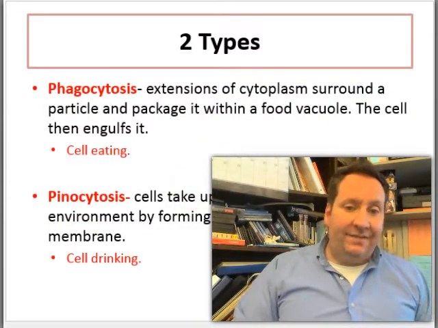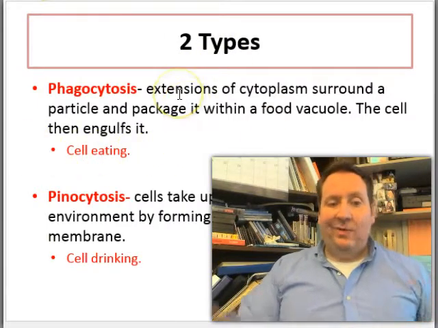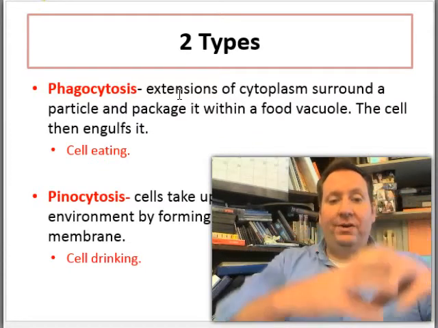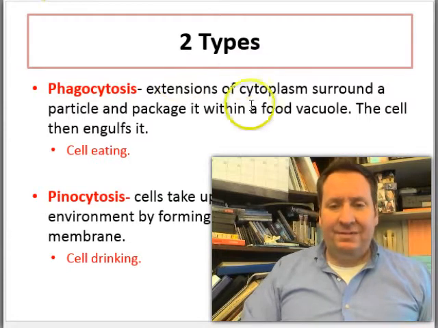Here are the two types of endocytosis. We have phagocytosis, which is like cell eating, when a cell comes and surrounds something and engulfs it basically with a vacuole. And then pinocytosis is like cell drinking. So those are two types of endocytosis that we have.